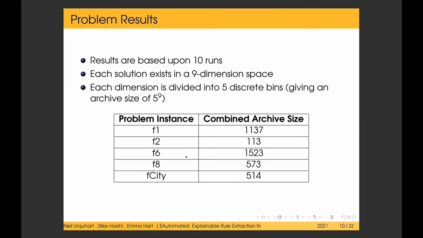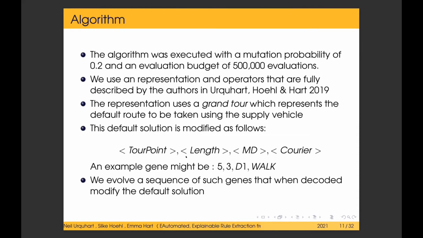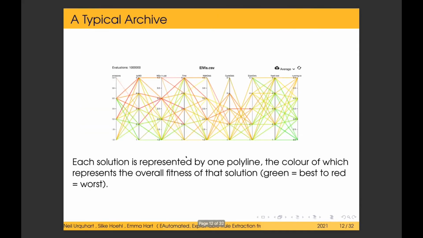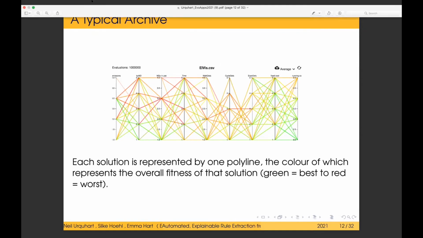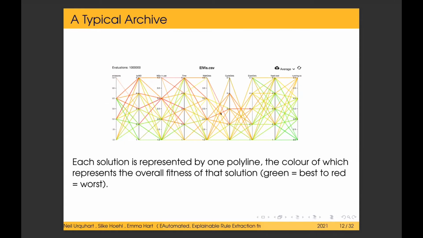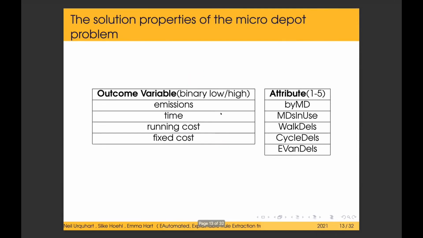When we run our algorithm, there is a potential archive size of 5 to the power 9. We don't get anything like that number of solutions back, as many of these solutions are infeasible. What we do get, so we run our EA, and our EA produces plans. You can have a look through the paper to find out more about how the EA works. Typically, an archive, if you visualize it using parallel coordinates, looks something like this. Something of a mess. How do you infer rules from that?